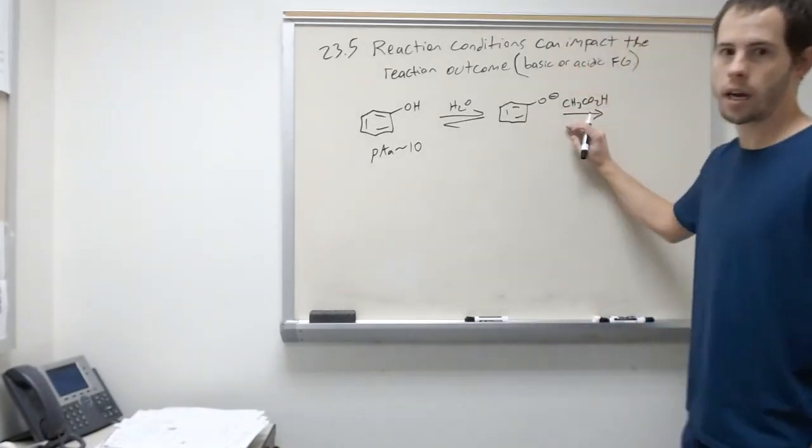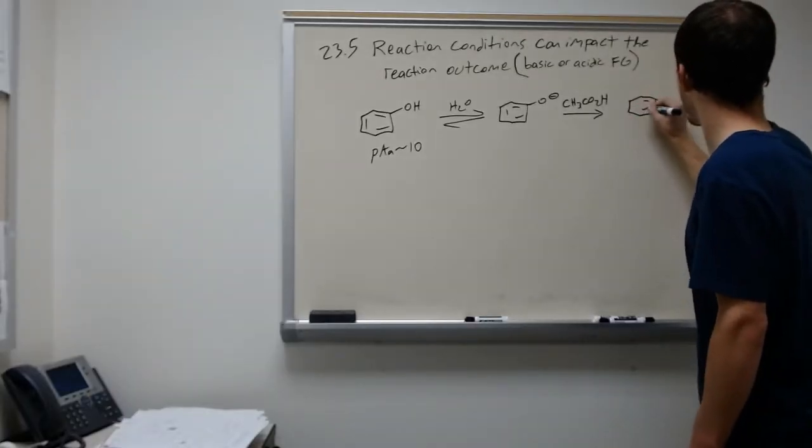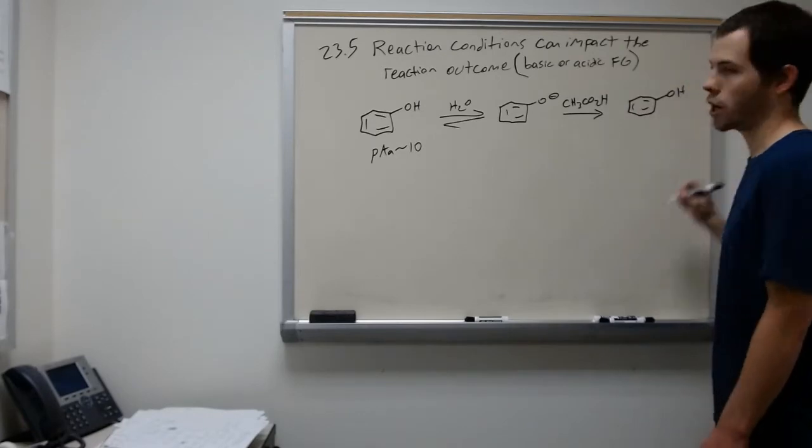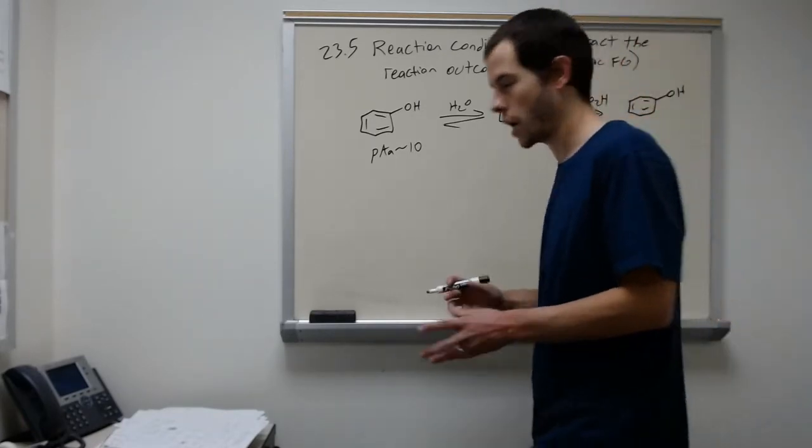So this is acetic acid here, so we use that in our reaction. It's going to keep our phenol in the protonated state. So let's take a look at the two different reaction conditions.